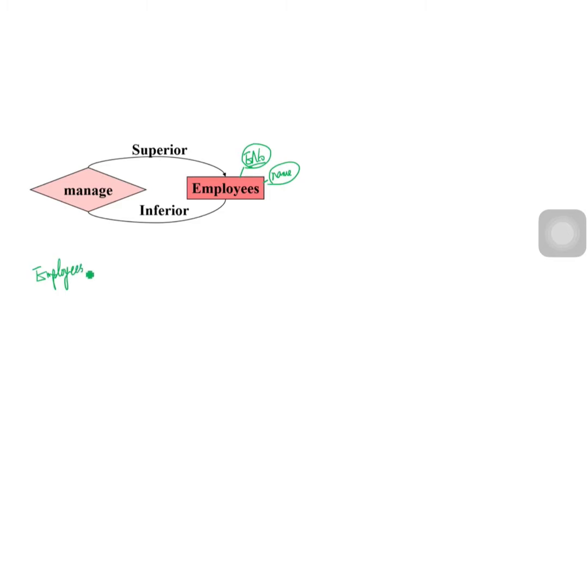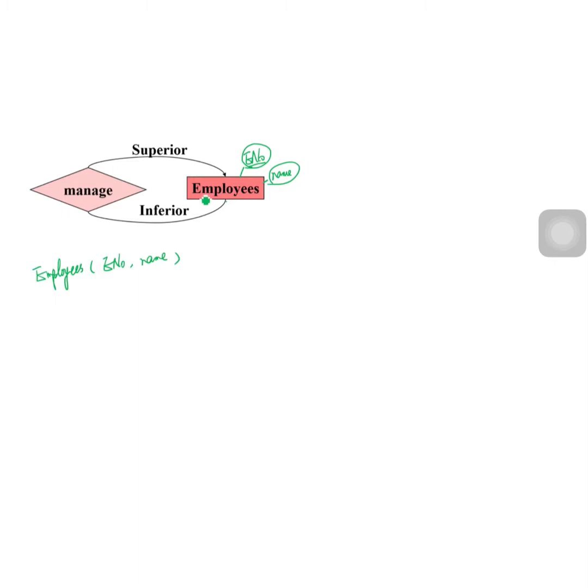Employees: employee number and name. Now we'll convert the relationship. This relationship is a many-one relationship. This side is many, this side is one. So this is a many-one relationship.